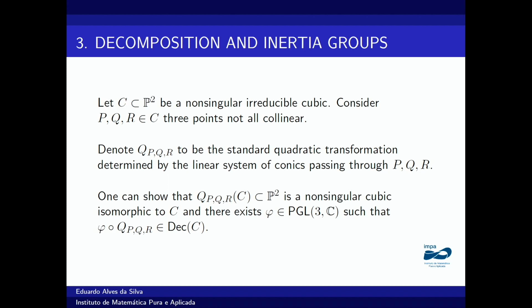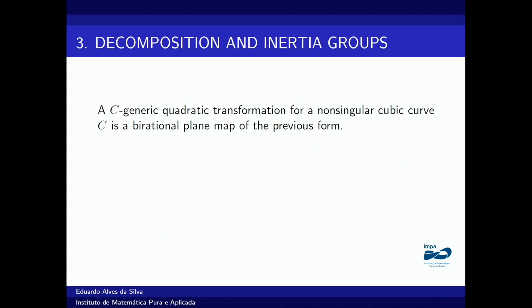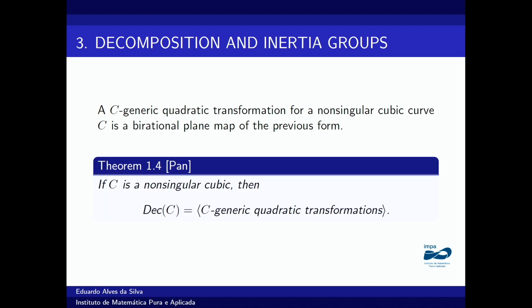And we can also show that there exists a linear automorphism such that the composition of this map belongs to the decomposition group of the cubic. And we call a C-generic quadratic transformation a birational self-map of P2 of the previous form. And by a result by Pan, he was able to show that the decomposition group of the cubic is generated by elements of this type.